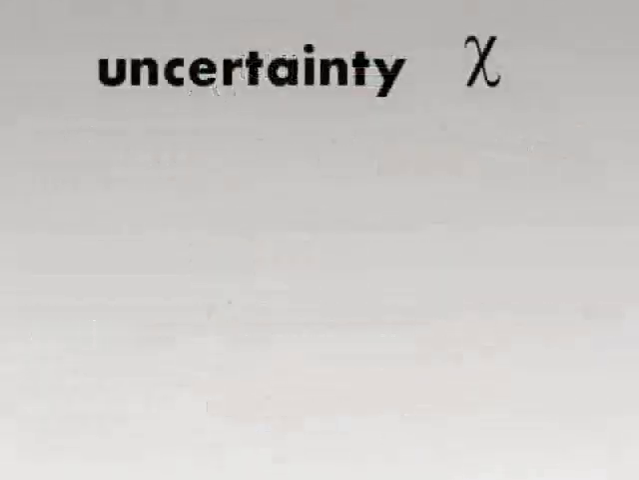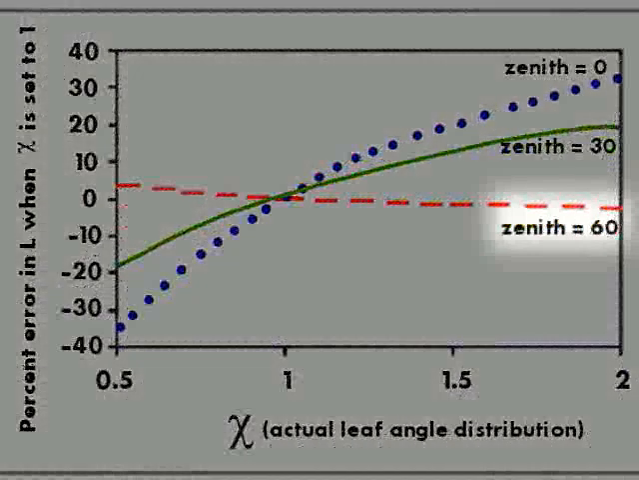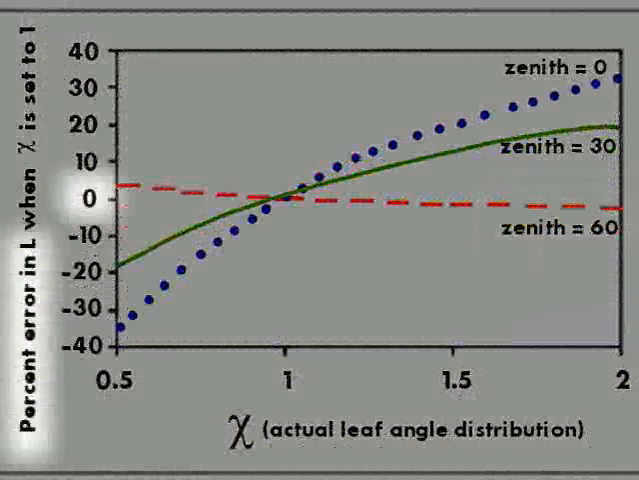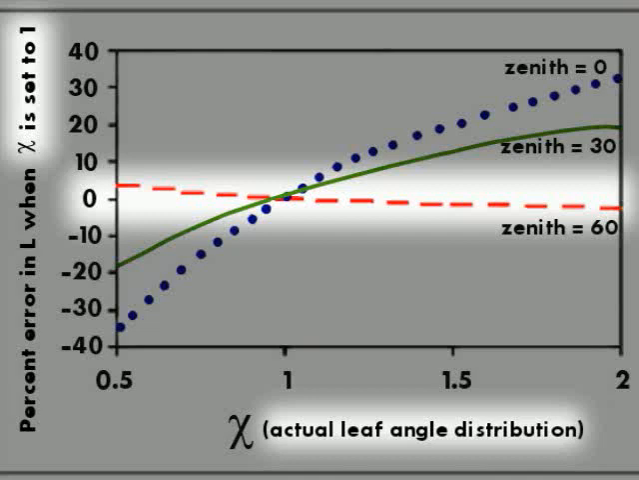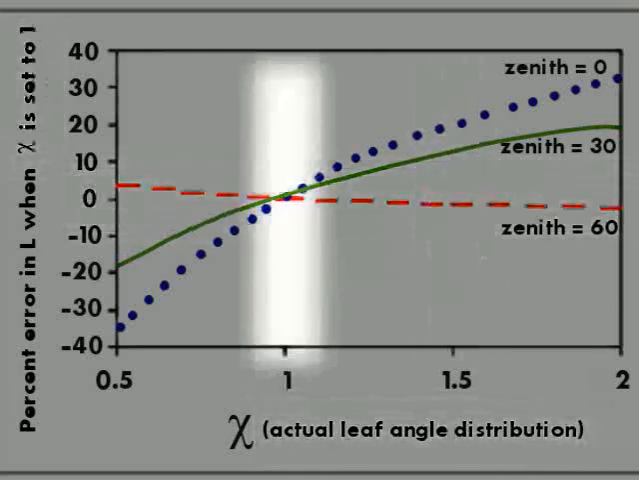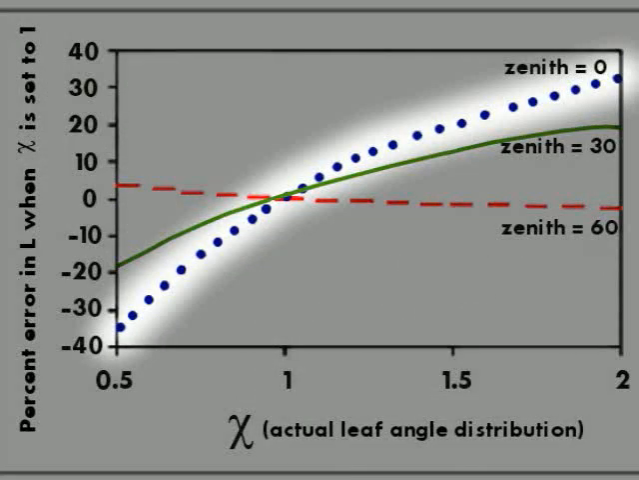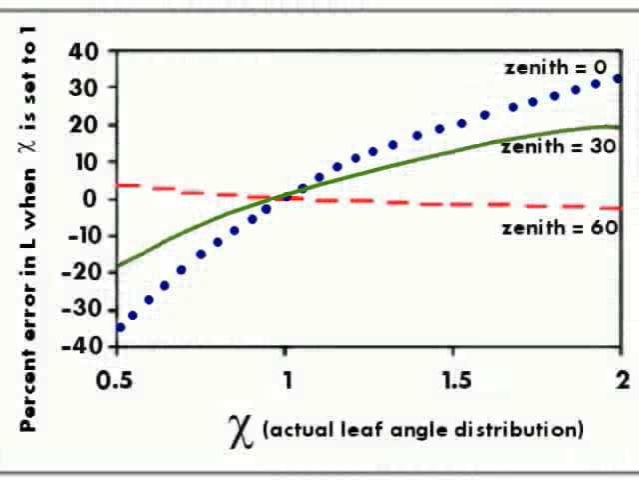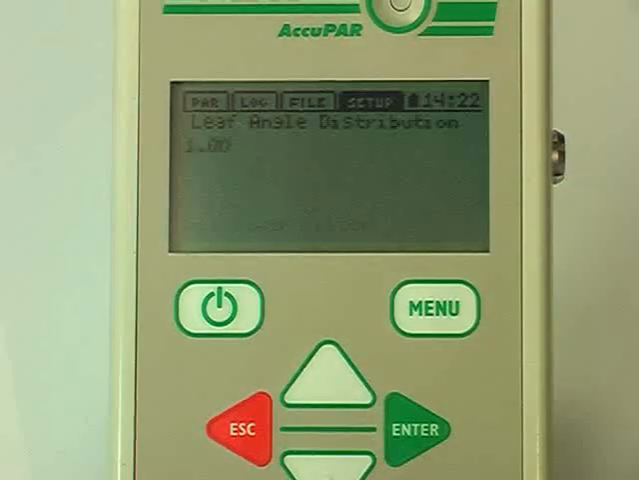Note that uncertainty in Chi does not necessarily result in uncertainty in LAI. As this graph shows, when the sun is 60 degrees from its zenith, there is hardly any error in LAI, however inaccurate Chi is. And if you can estimate Chi with an accuracy of 10% or better, the error in LAI will only be 5%, even when the zenith angle is 0. In other words, uncertainty in this variable is unlikely to significantly affect LAI data. In most applications, Chi is set to 1.